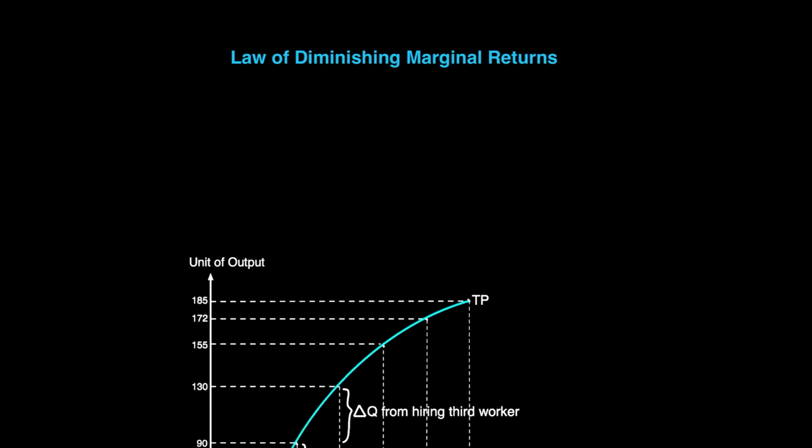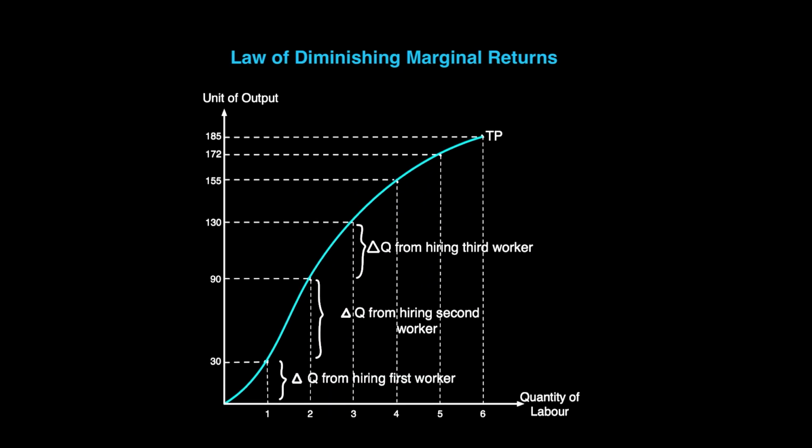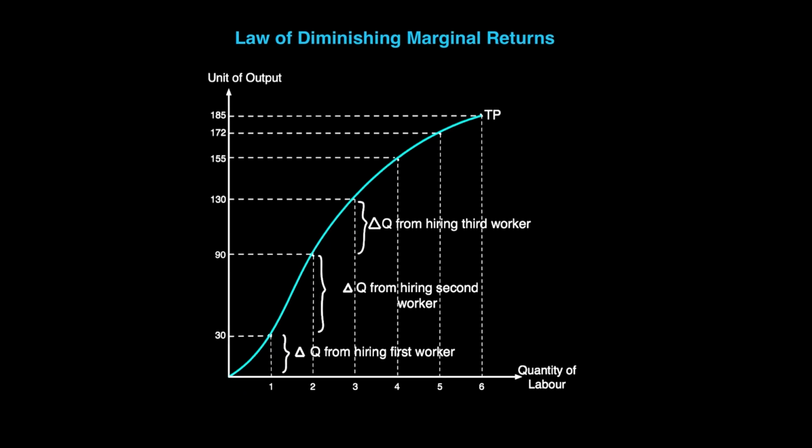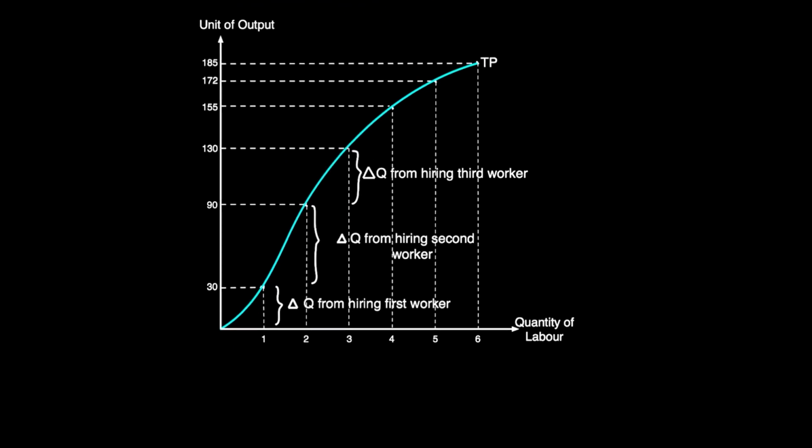When we looked at our total product or total output, we saw total product wasn't linear. It was rising initially at an increasing rate, and then it was rising at a decreasing rate, and later on we may see it may also fall. Now, when it was rising at an increasing rate, it was for the first two workers. So for the first two workers, TP is increasing but at an increasing rate.